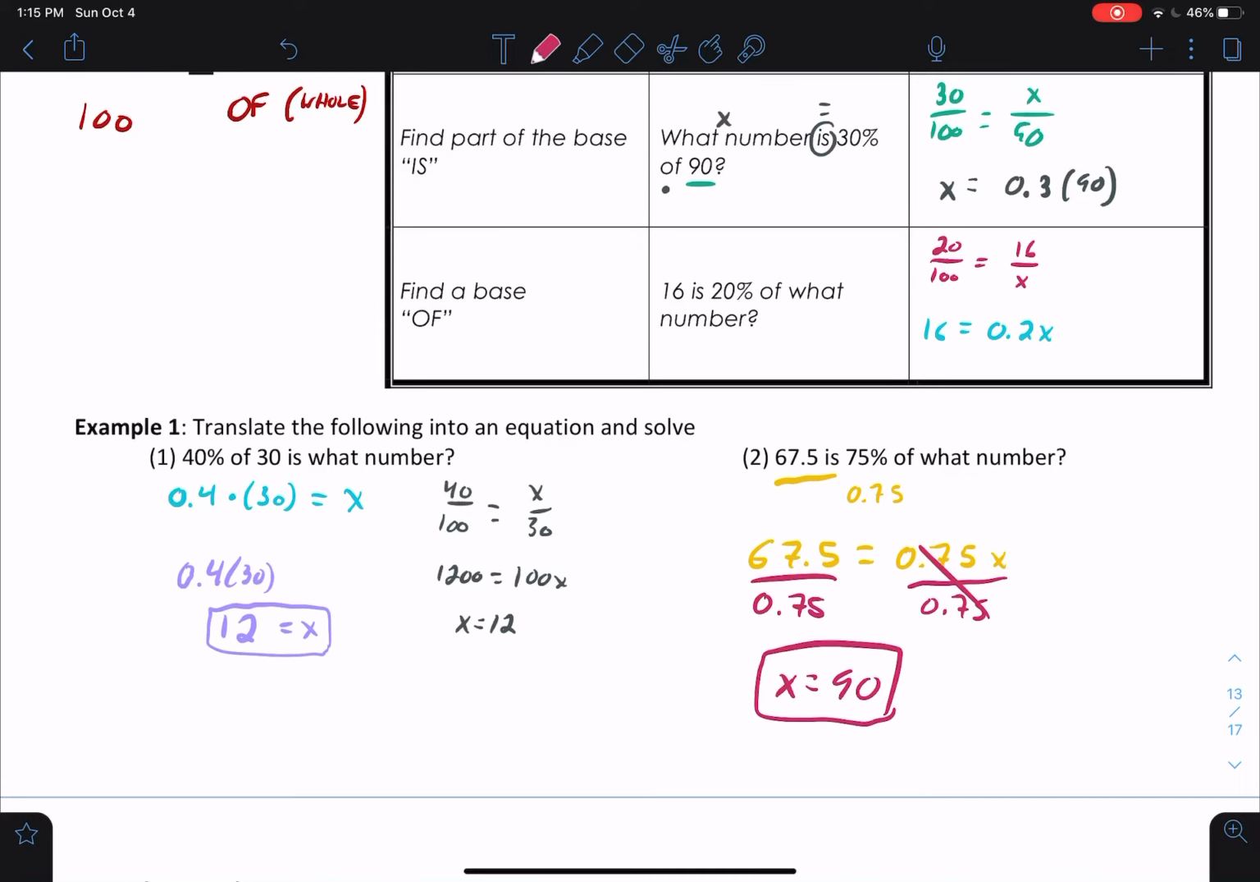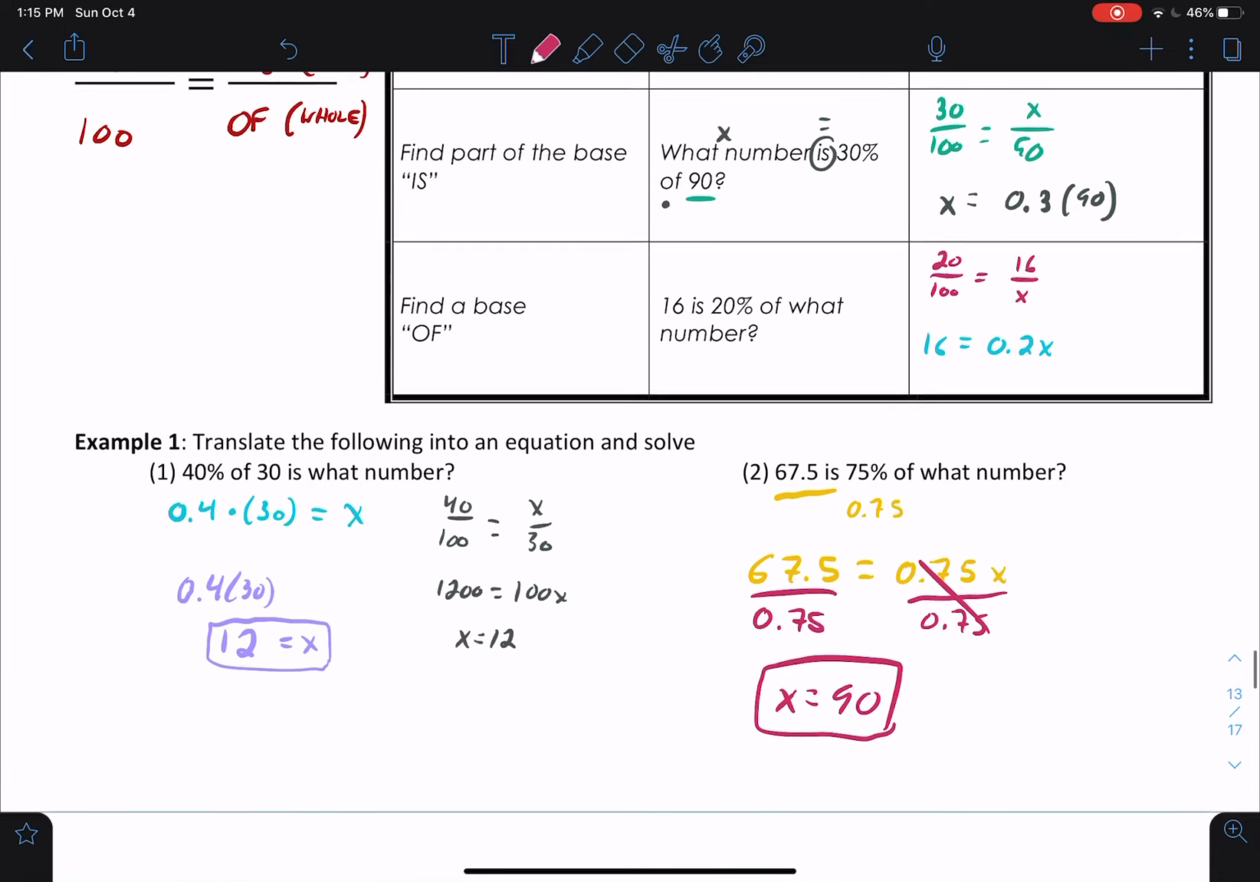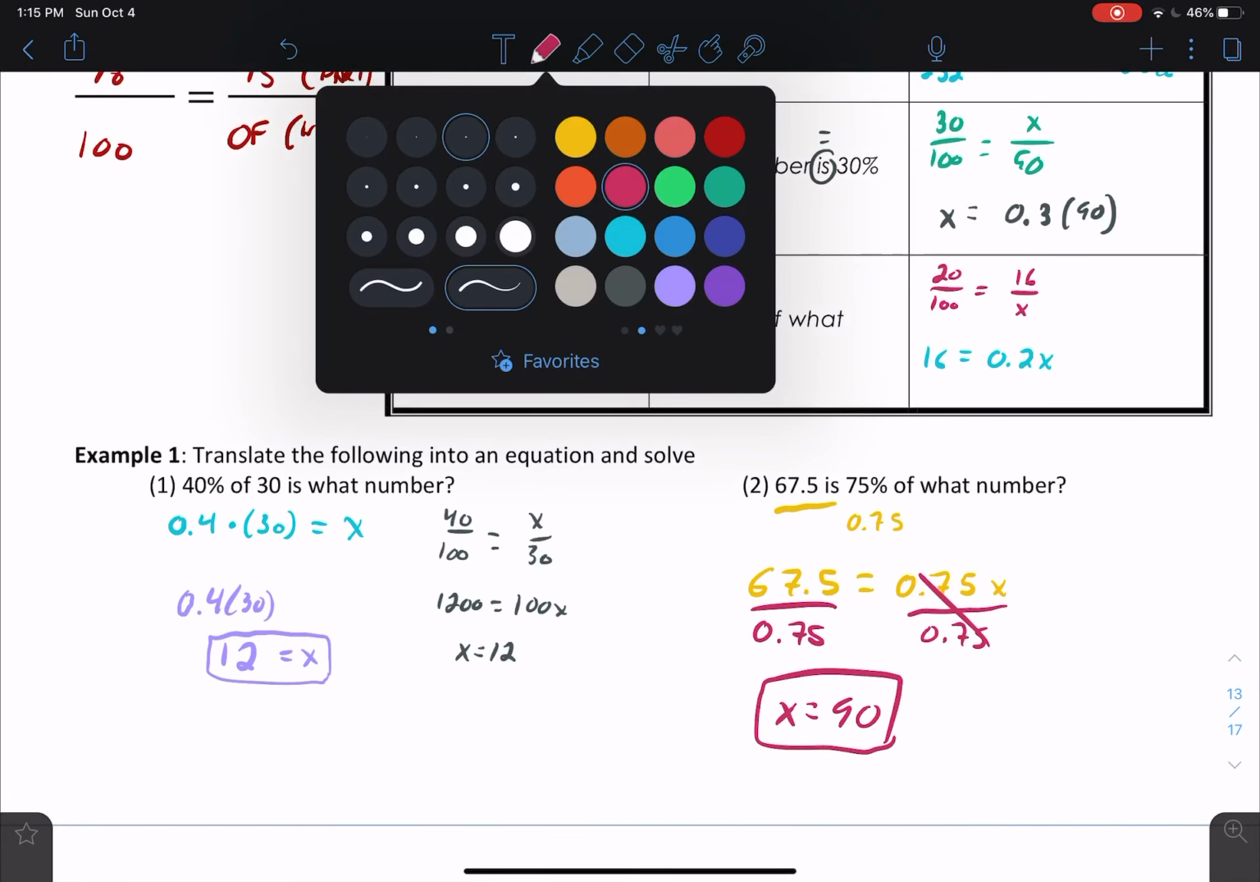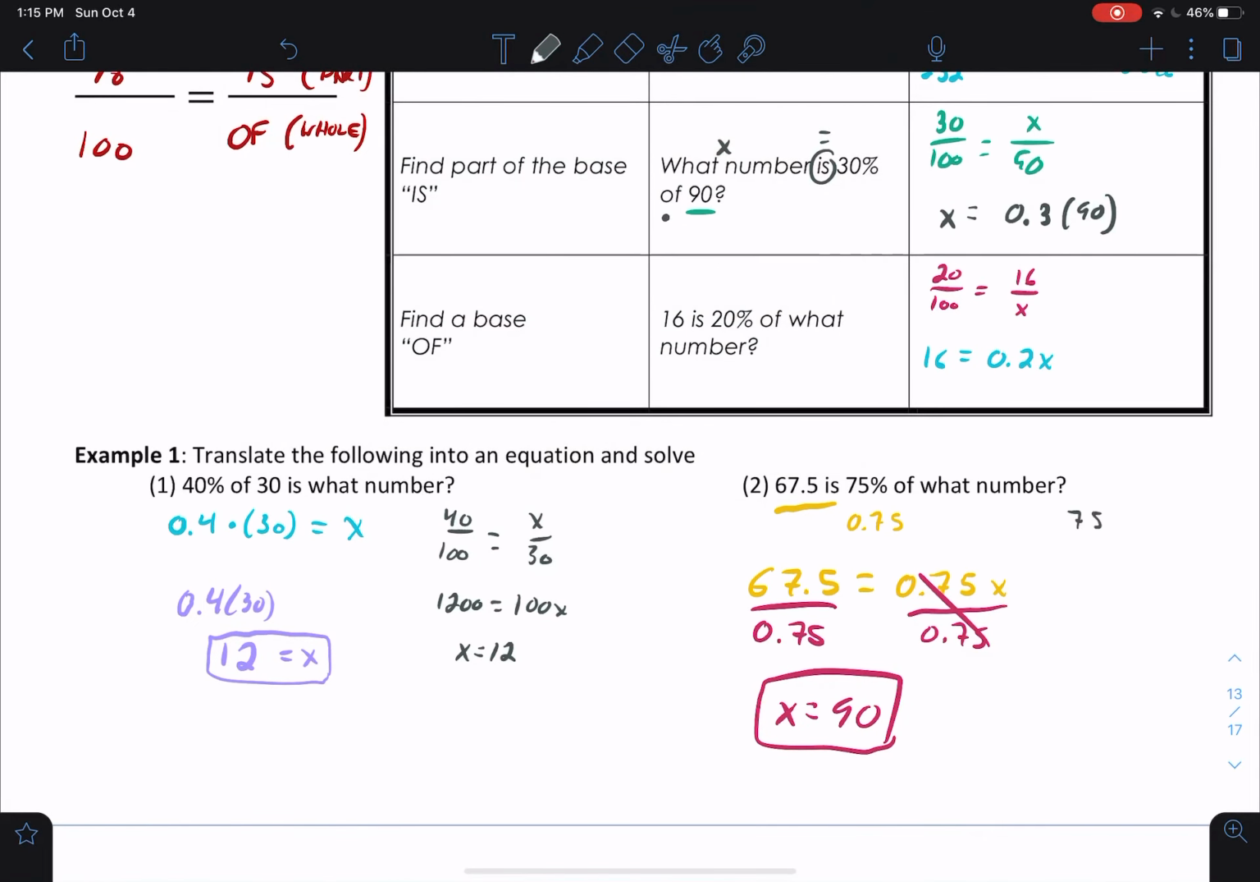Okay? So that is how you set up these percent problems. You're literally just translating those words into an equation. Okay? Of is multiplication, is is your equal sign. Okay? In the next video, we'll talk about application problems, but hopefully you can see, and I can show you even in this last one, that if I set up a proportion and I cross multiplied, I would get the same exact answer.